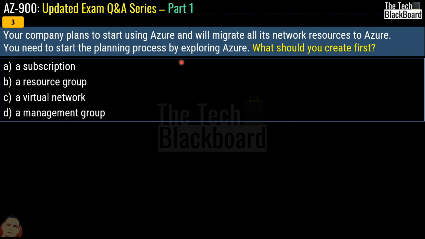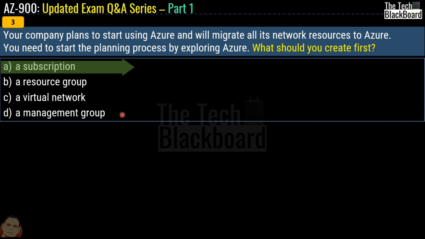And here comes our question number 3. The question says that your company plans to start using Azure and will migrate all its network resources to Azure. You need to start planning process by exploring Azure. What should you create first? Should you create a subscription, or should you create a resource group, or should you create a virtual network, or should you create management group as a first step? The correct answer to this question is option A, subscription.